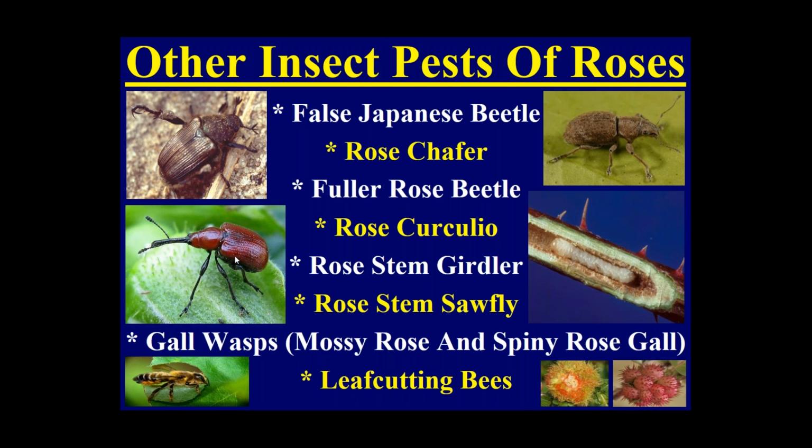There's a Rose Curculio right there. And these are weevils, and this is the snout, end of the snout, as are the antennae. Rose stem girdler, right there on the right. Rose stem sawfly, and then gall wasp. And the two major ones are mossy rose and spiny rose gall. Here's mossy rose, and there's spiny rose.